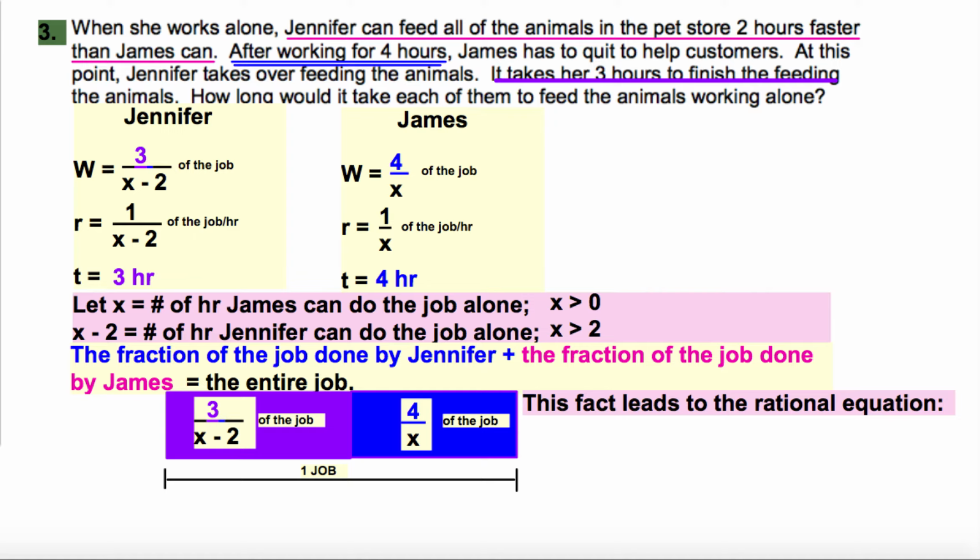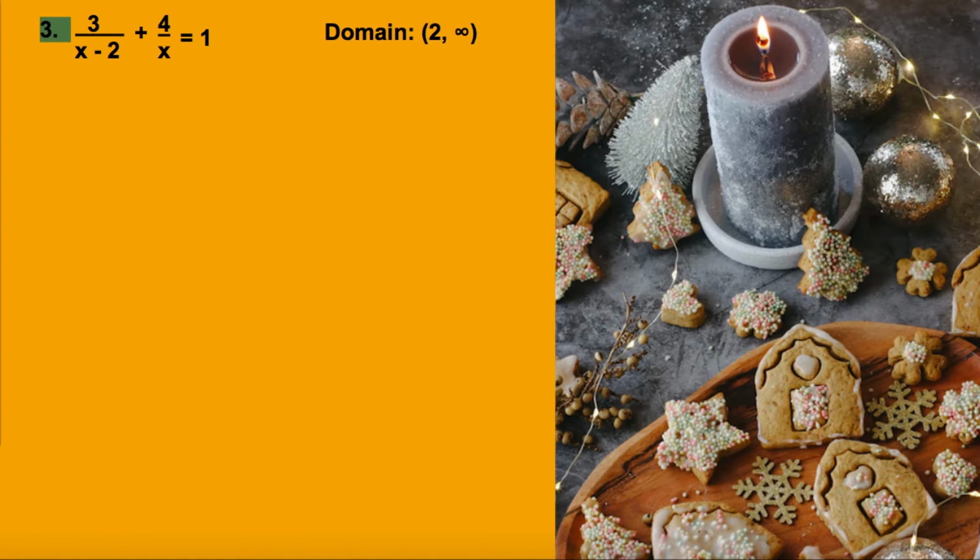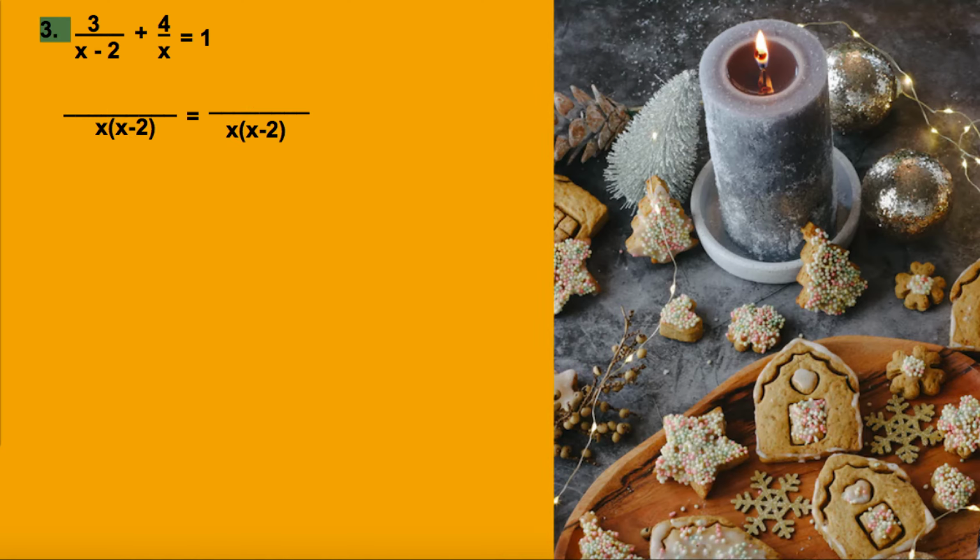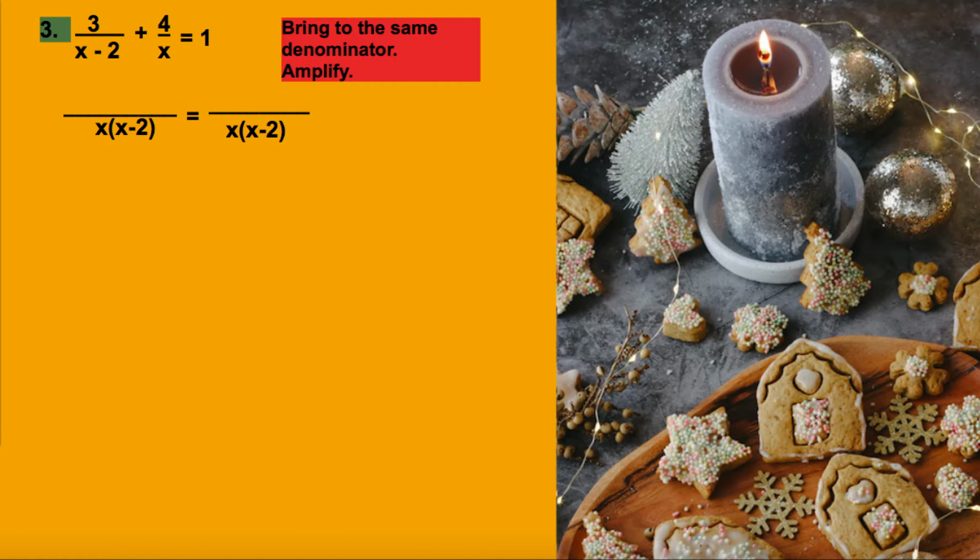The fraction of the job done by Jennifer plus the fraction of the job done by James is equal to the entire job. This fact leads to the rational equation 3 over the quantity x minus 2 plus 4 over x equals 1 on the domain open interval 2 to infinity. Find the LCMD. The LCMD being x times the quantity x minus 2. Bring to the same denominator by amplifying.